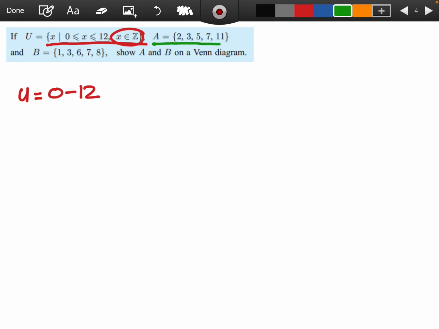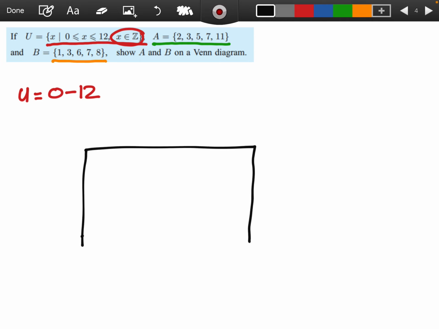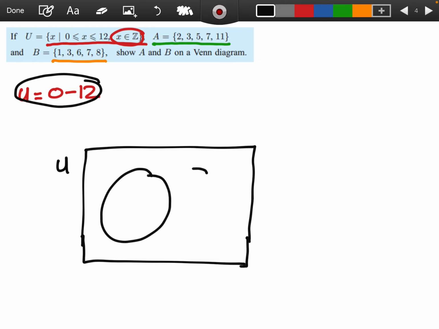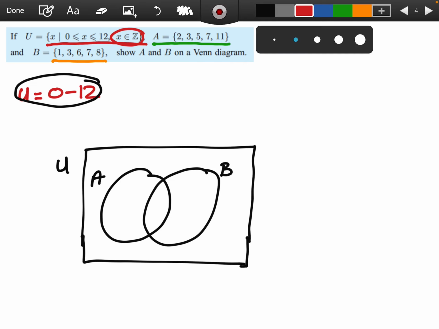Then we have a little bit more information here. We have set A, which includes the numbers 2, 3, 5, 7, and 11. And then we have set B, which is 1, 3, 6, 7, 8. We're asked to show this on a Venn diagram. So the first thing you need to do is draw your large rectangle to represent the universal set. Every number from 0 to 12 has to get in that somewhere. Let's draw our two circles, one for set A and one for set B.